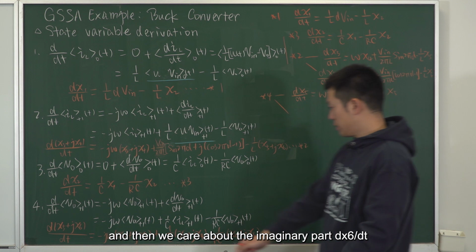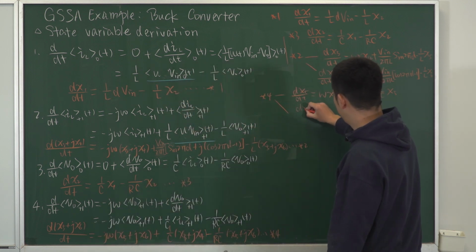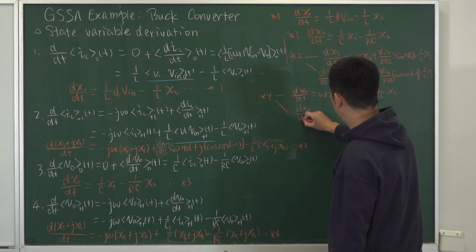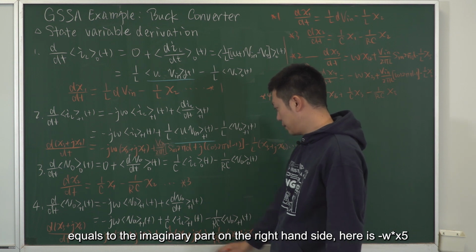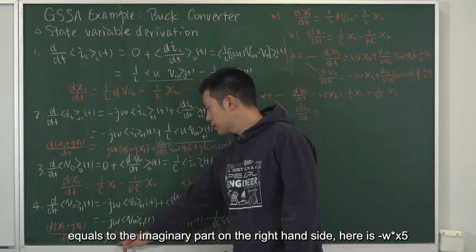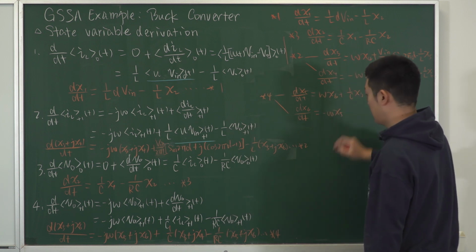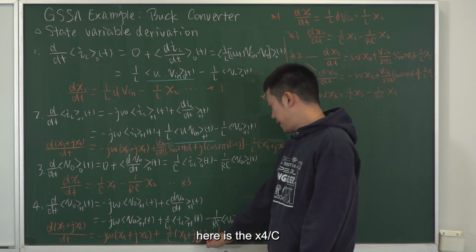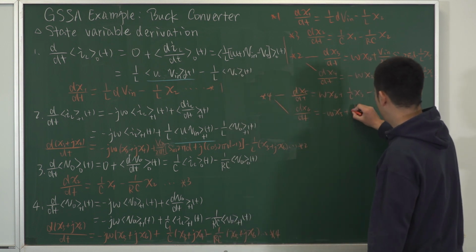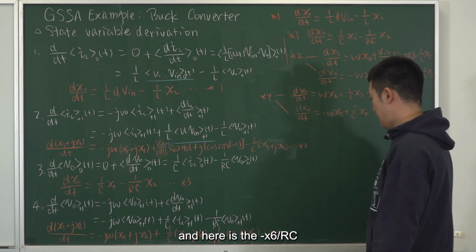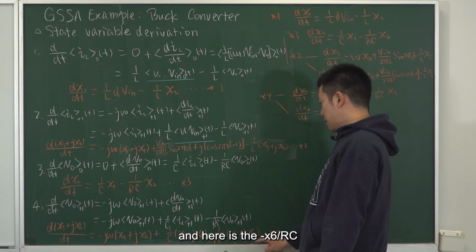And then we care about the imaginary part, dx6 over dt, equals the imaginary part on the right-hand side. Here is minus omega times x5. Here is x4 over C. And here is minus x6 over RC.